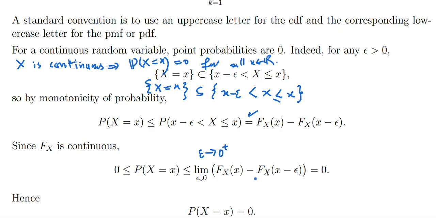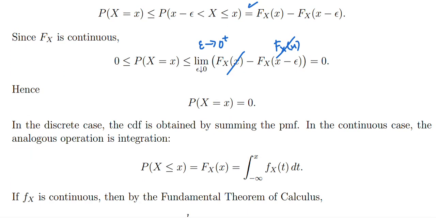Then we have what? Since this is right continuous, so this will be what? Fx of x. So this cancels with this. Hence the probability of x equal to x is 0.